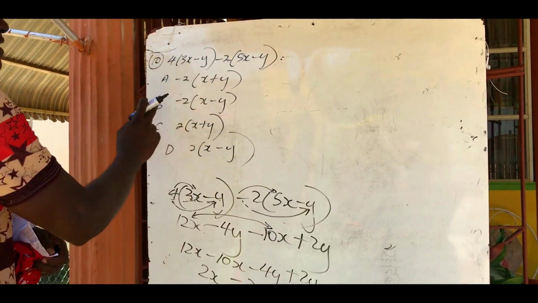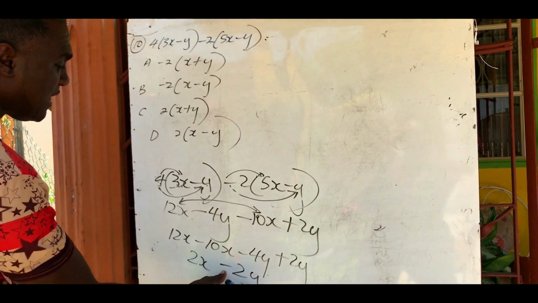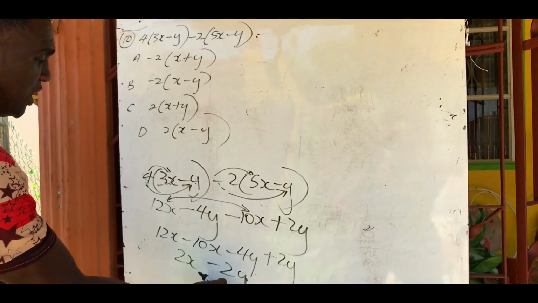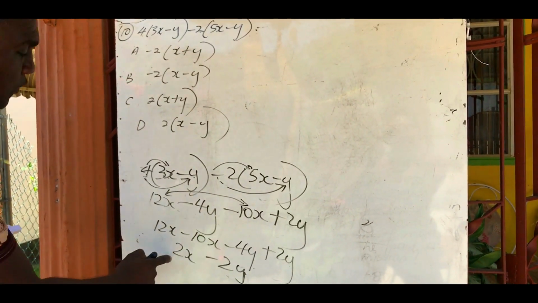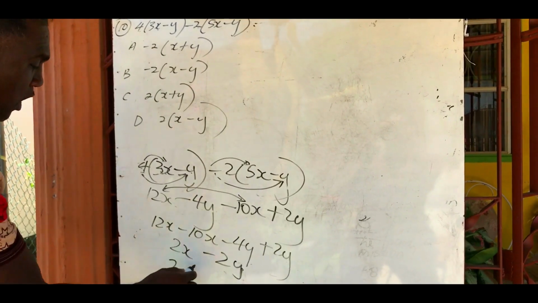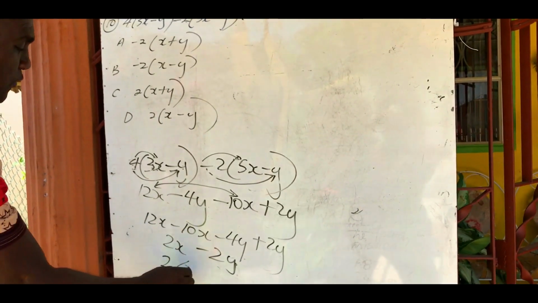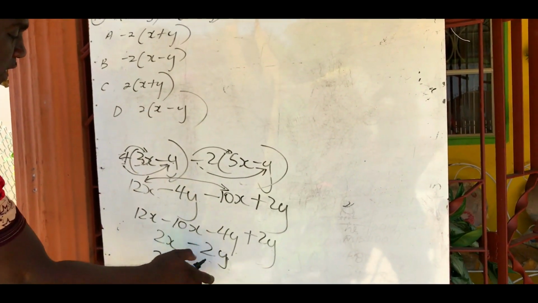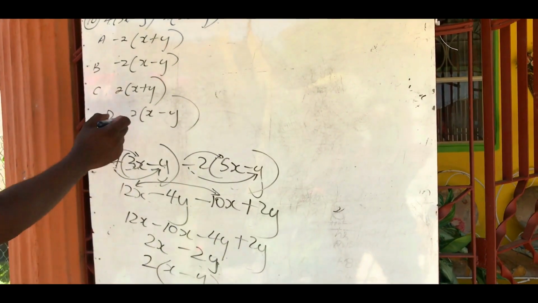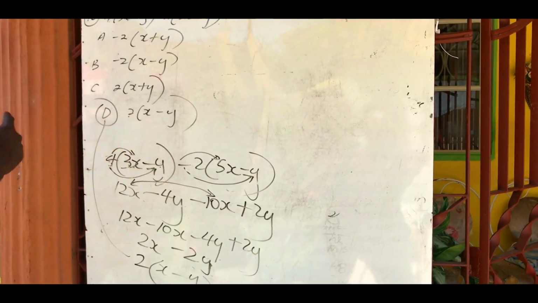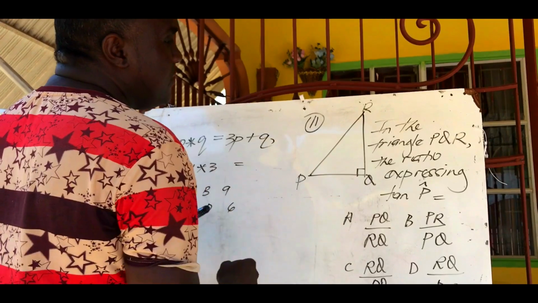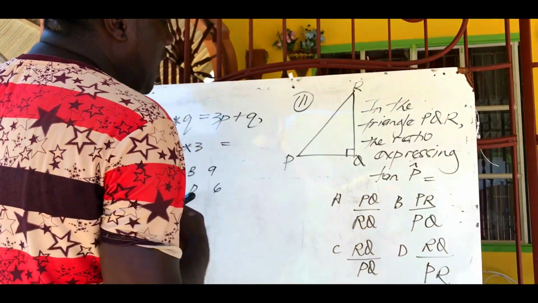But then you look up here to see if you see this. No, it is not seen. But then this can be manipulated. This actually can be factorized, because 2 is a common factor. We take it out. And 2 cancels 2, leaving us with x. Minus 2 cancels 2, leaving us with y. Hence our answer is D. So you circle D.